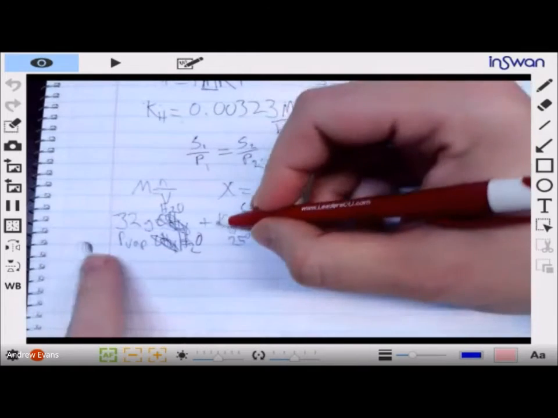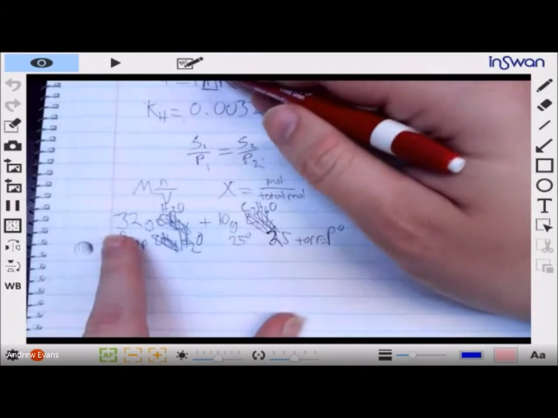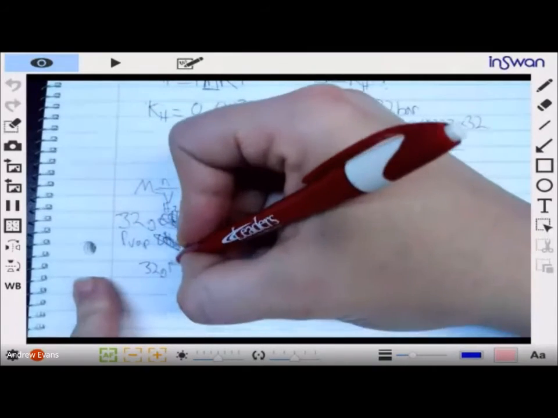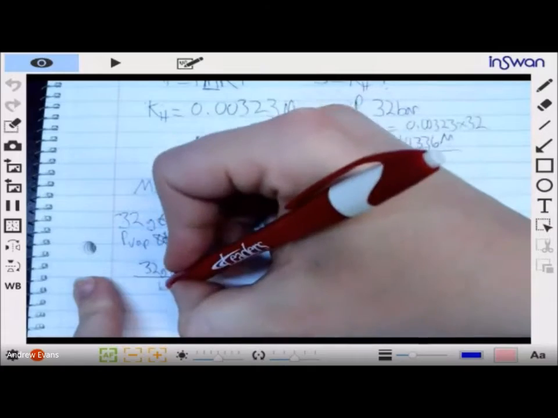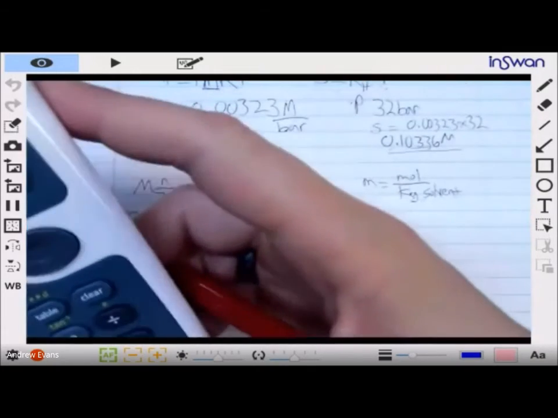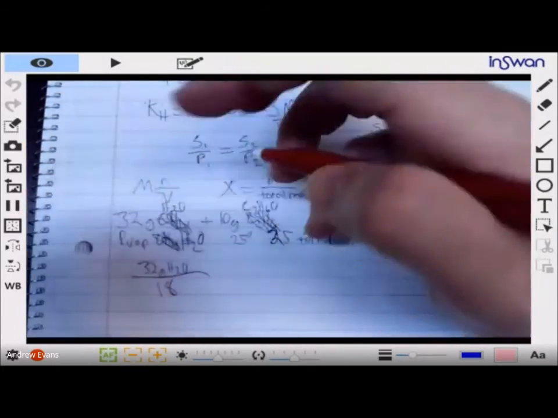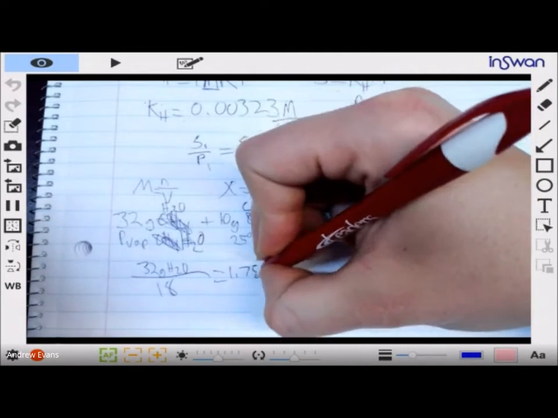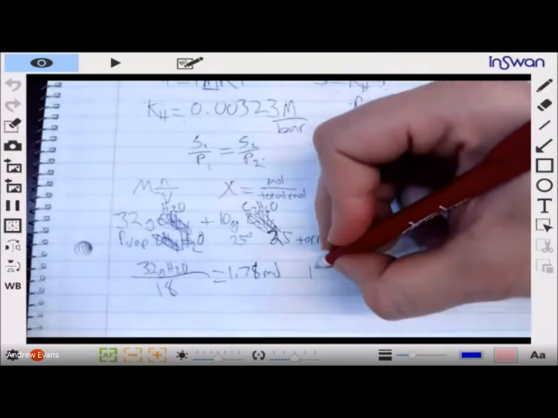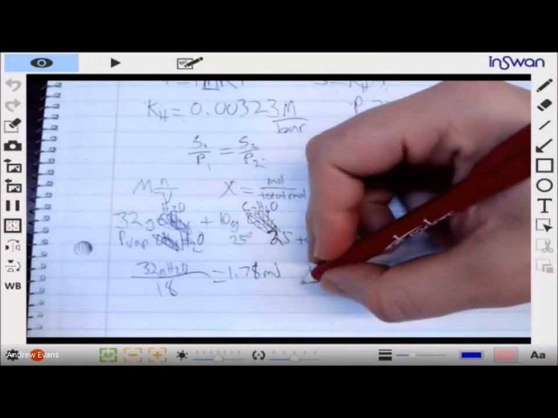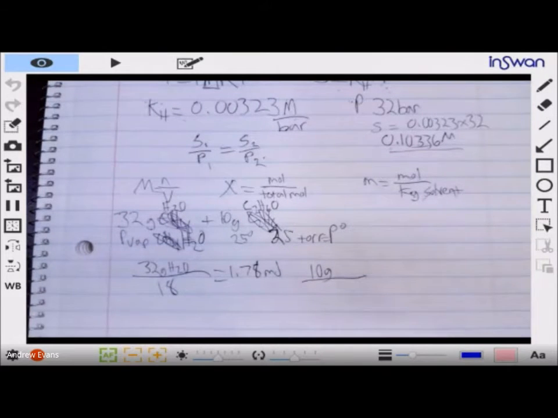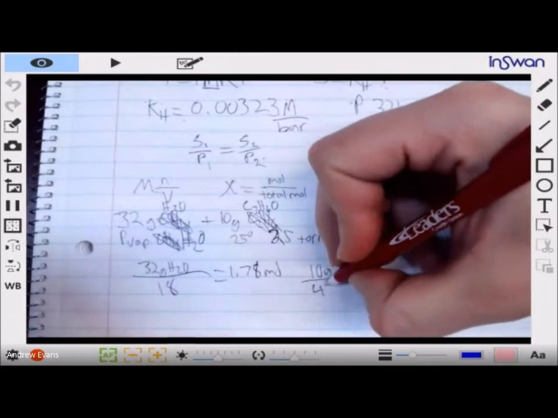So the first thing we'd have to do is find out what is our mole fraction of solvent. So we're going to take our 32 grams of water and turn that into moles, divided by 18. That's going to be 1.778 moles. Then we're going to take our 10 grams of ethanol and turn it into moles: 12 times 2 plus 6 plus 16. That's 46 grams per mole.